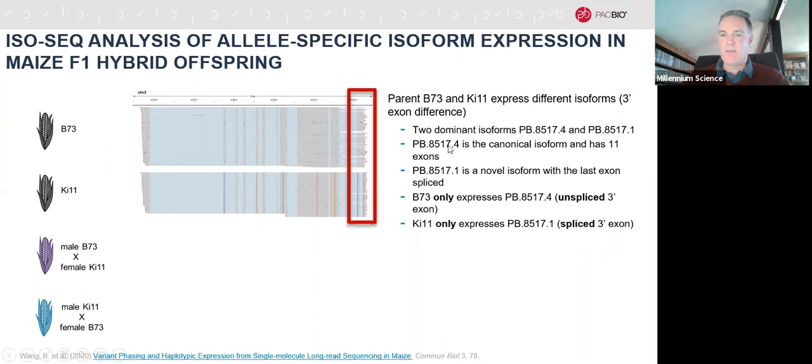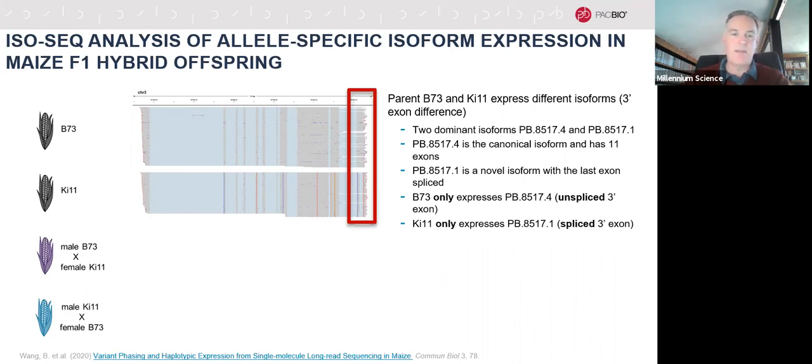So the isoform .4 has 11 exons, but the isoform .1 has the last exon spliced out. Okay, and from the breeding trial here, parent B73 only expresses the .4, the fully unspliced version, and KI11 only expresses .1, with the missing 3' exon. So they set up and did quite a scholarly job here, I thought. They set up the crosses both ways, if you like.